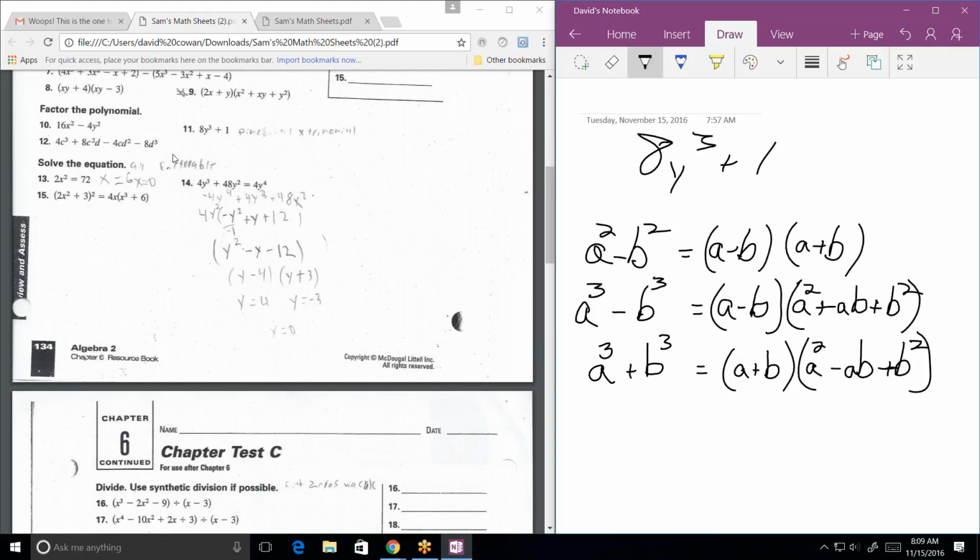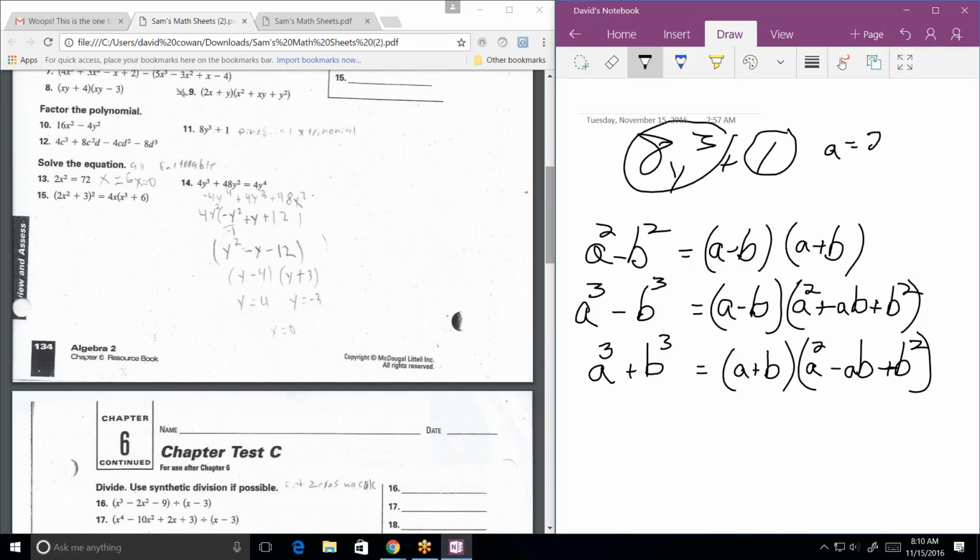Okay? Now, 8y cubed plus 1 is the sum of perfect cubes. In other words, that is a perfect cube, and that is a perfect cube. What would a and b be for this? What would a be? It would be 8y. It's the cube root of this. Take the cube root of that.